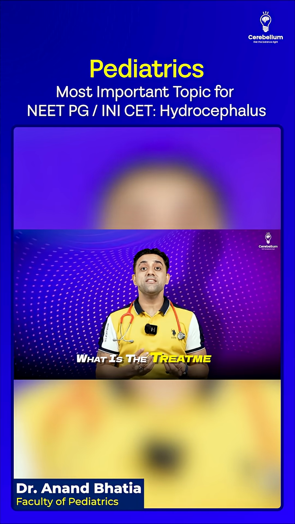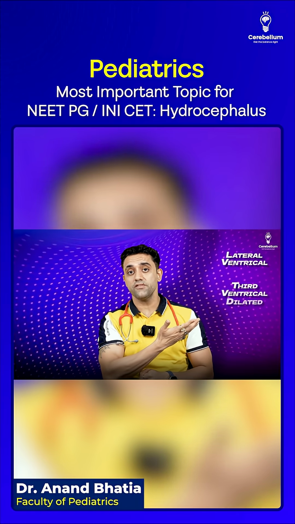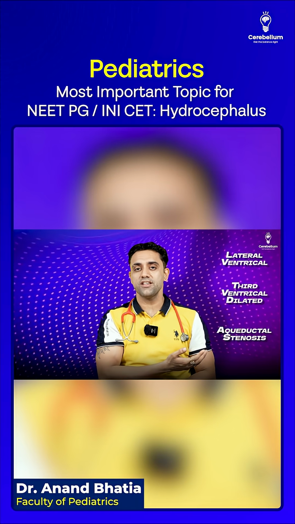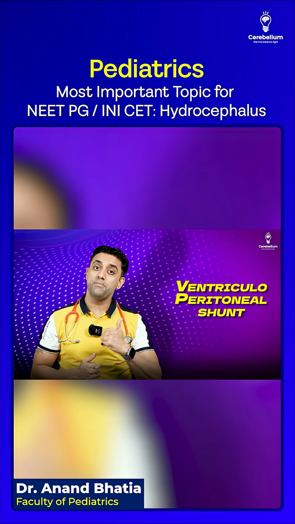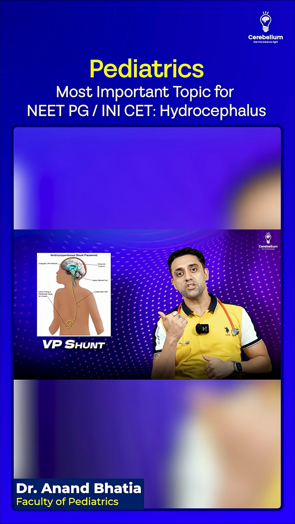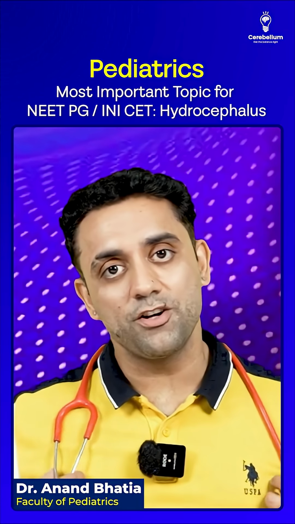Last question, what is the treatment for this problem? In hydrocephalus with dilated lateral and third ventricles due to aqueductal stenosis, the treatment is a VP shunt. What is a VP shunt? Ventriculoperitoneal shunt. So those are very important points for hydrocephalus.